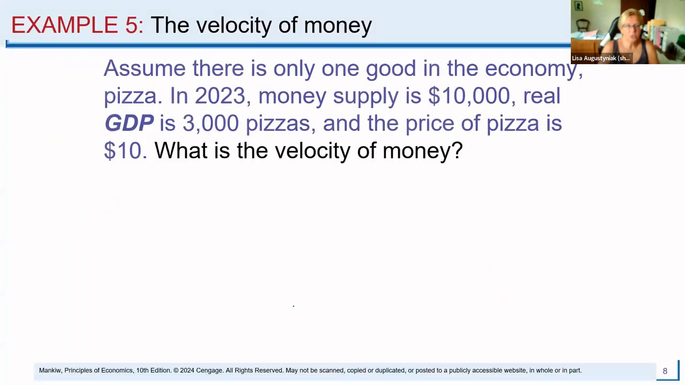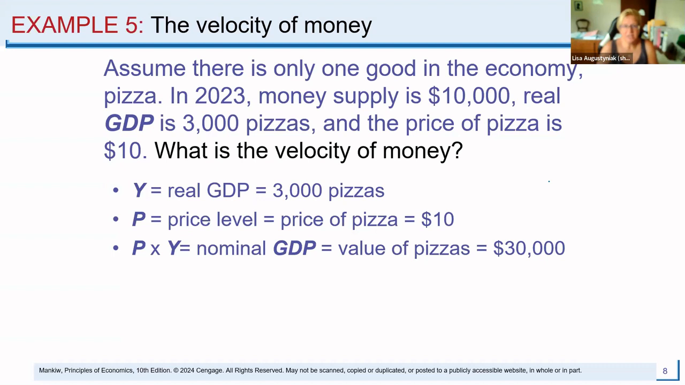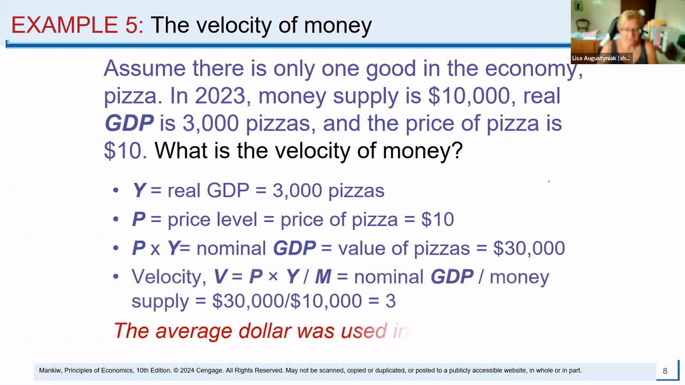Assume there's only one good in the economy, pizza. In 2023, the money supply is 10,000, real GDP is 3,000, and the price of a pizza is 10. What is the velocity of money? Velocity equals nominal GDP, price times real GDP, divided by the money supply. Our price is $10, our real GDP is 3,000, and our money supply is 10,000. Multiplying the price times real GDP, we get 30,000. Divided by the money supply of 10,000, our velocity ends up being 3. So in this example, the velocity, the speed with which money changes hands, means an average dollar was used in 3 transactions.